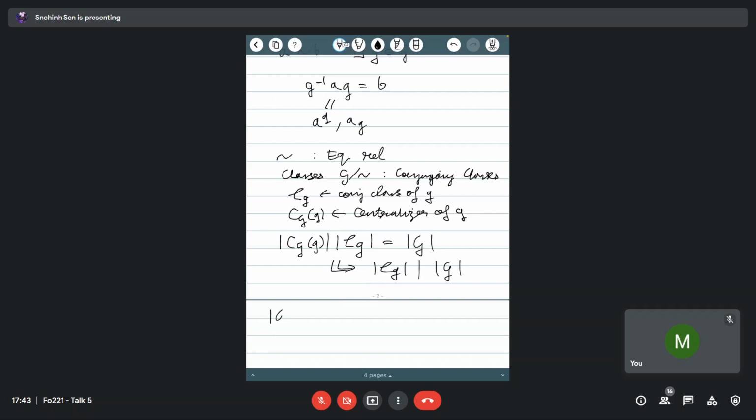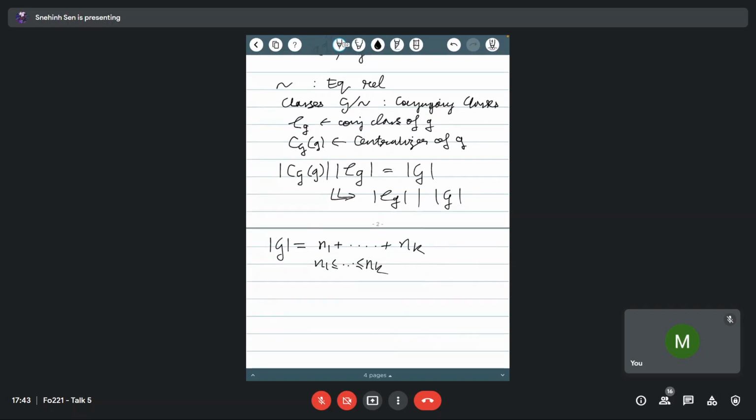And the class equation is basically, because the set of conjugacy classes is a partition of G, you can write the size of G as the sum of the sizes of the conjugacy classes, right? Where n1 is less than or equal to n2, up to nk, like it's an increasing sequence. So these are the sizes of the distinct conjugacy classes, and from the above fact, you have that ni divides the size of G.